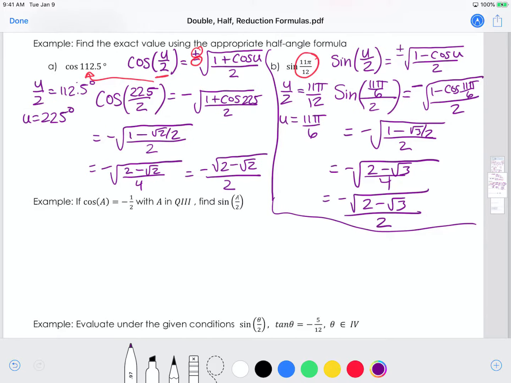The next example says if cosine of angle A is negative a half and A is in quadrant 3, find sine of angle A over 2.